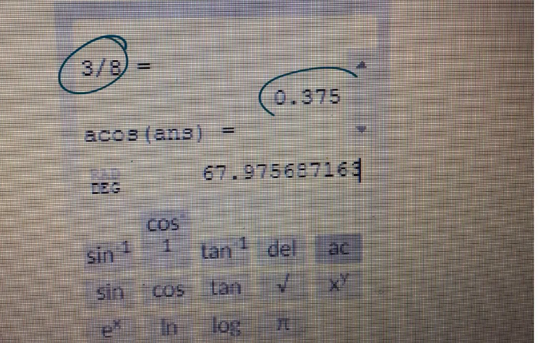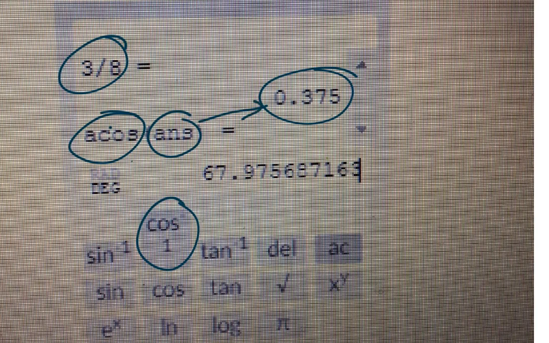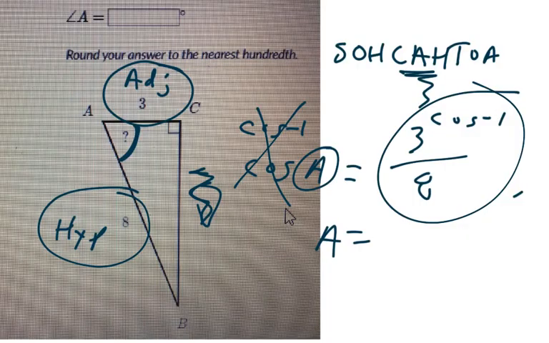3 divided by 8 is 0.375. We're going to press that cosine inverse button right there. We're going to do it on our answer right there. The 5 tells us to round the 7 up to an 8. So 67.98.